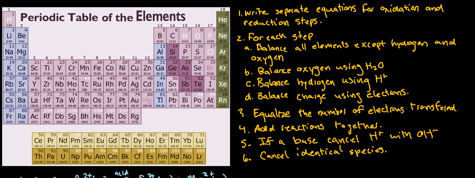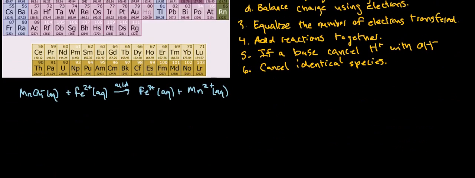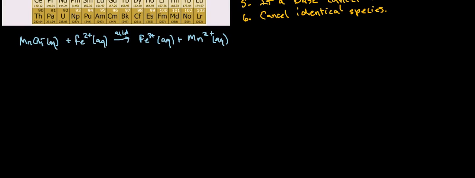And then if it's a base, this is an acid, but if it was a base, I would cancel out the H pluses with OHs, and then I would cancel out identical species. So anyways, now that I've quickly gone over it, let me begin.